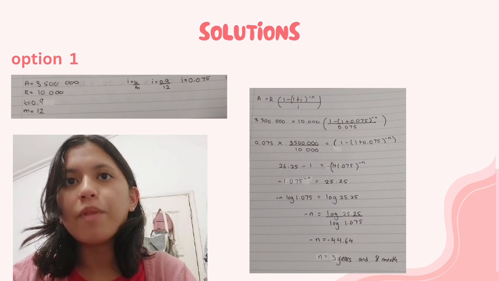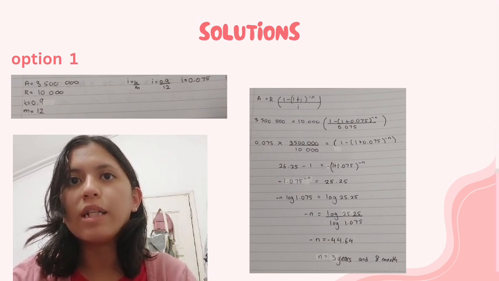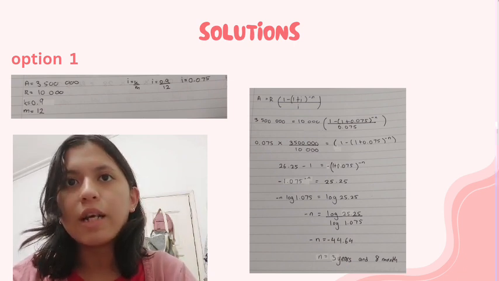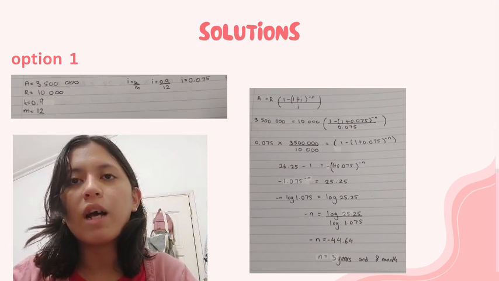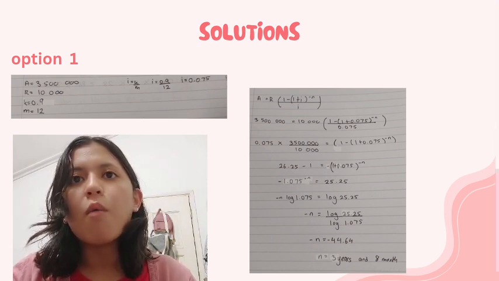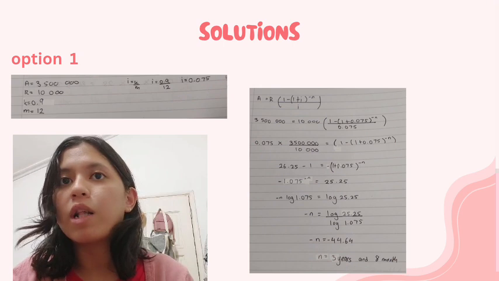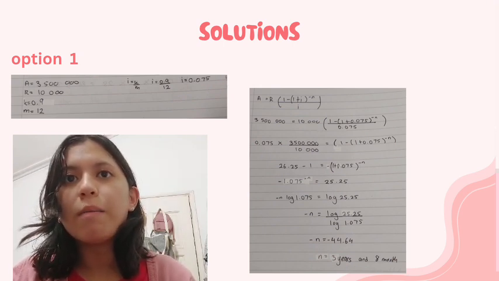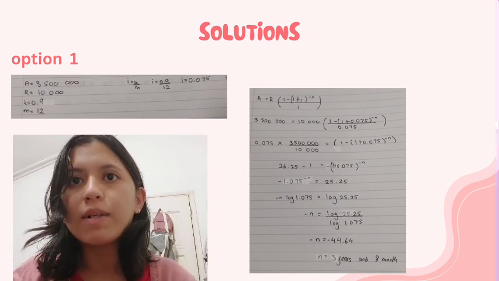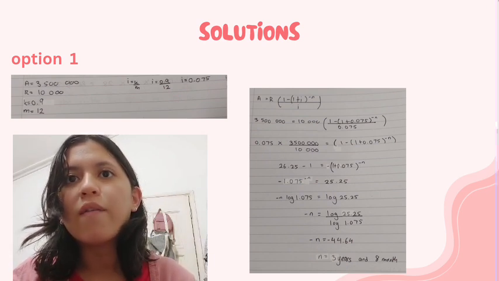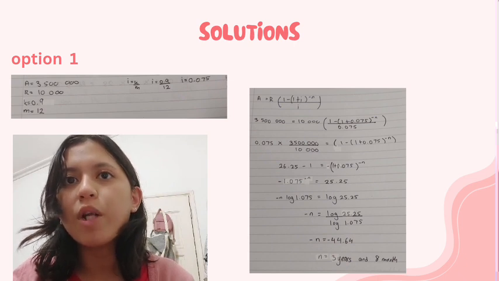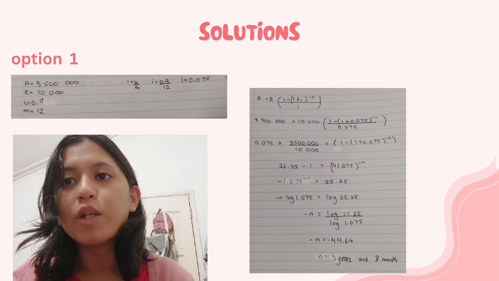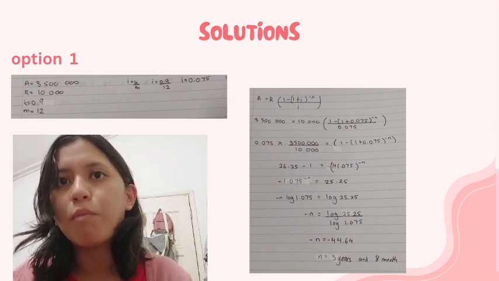After adding it up, we bring the value to the other side since we want to find negative n. We always bring the value that we want to find to our left side, as it would make our calculation easier. So, 1.075 power of negative n equals 25.25. We get 25.25 after 26.25 minus 1.